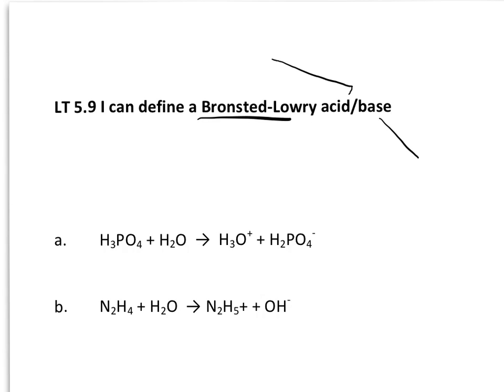A Bronsted Lowry acid is something that donates a hydrogen ion, which you can think of as H+. Other synonyms for donate might be to give away or to lose an H+.